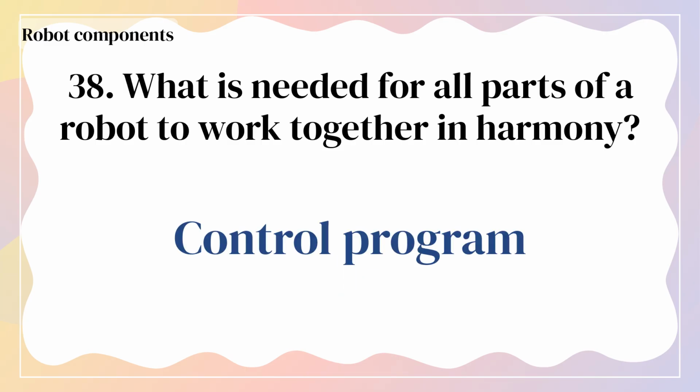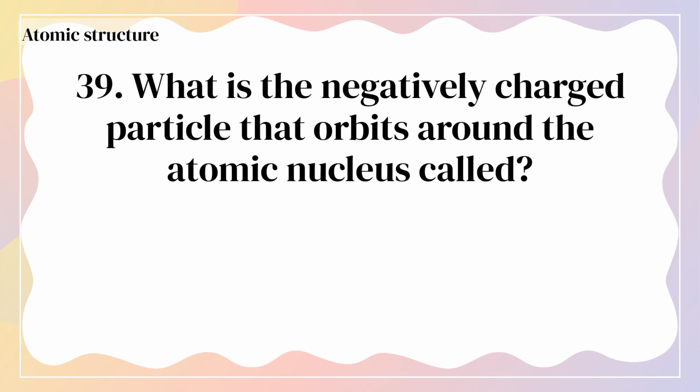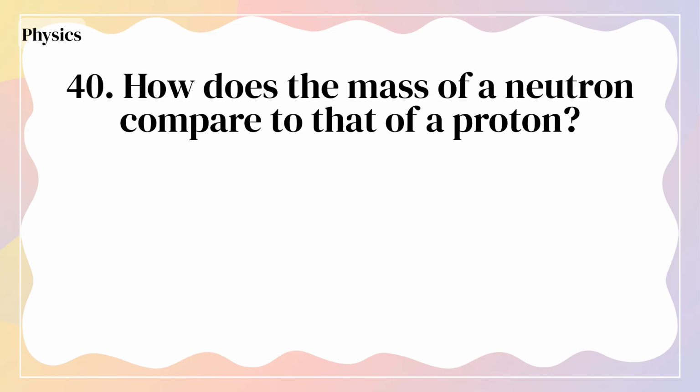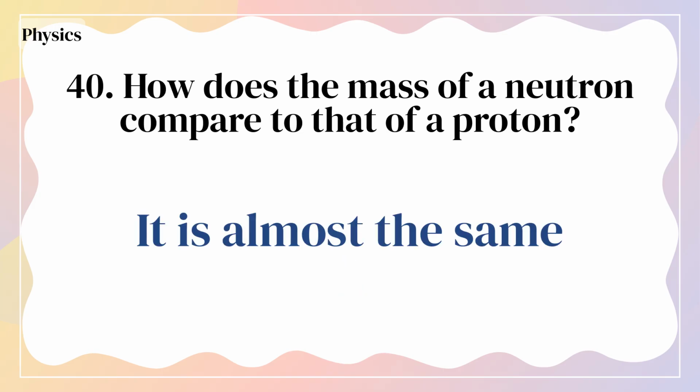Control program. What is the negatively charged particle that orbits around the atomic nucleus called? Electron. How does the mass of a neutron compare to that of a proton? It is almost the same.